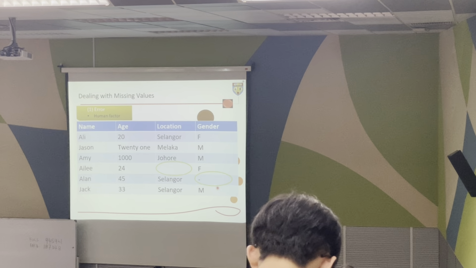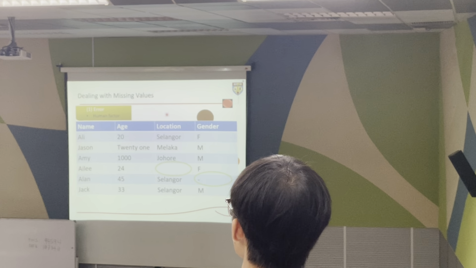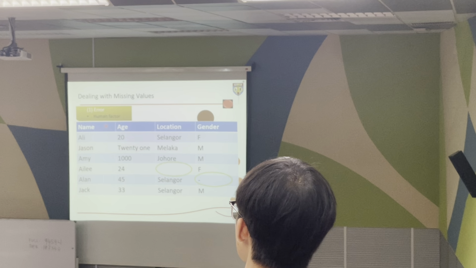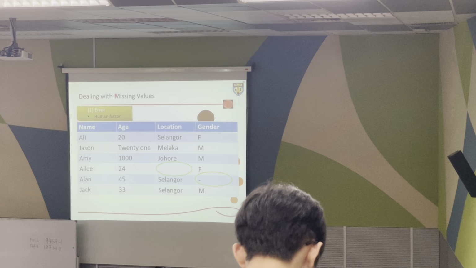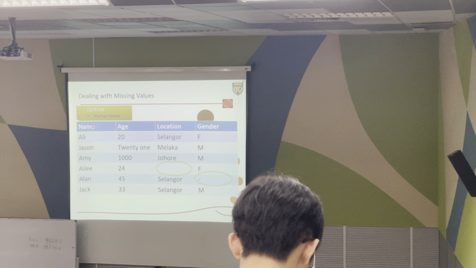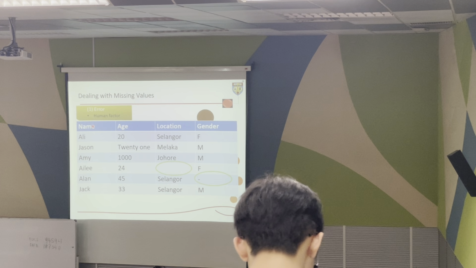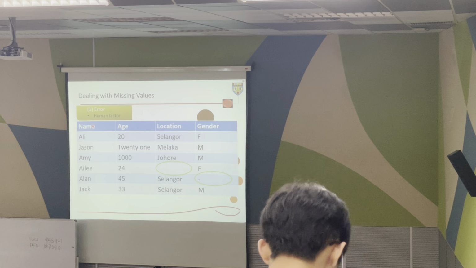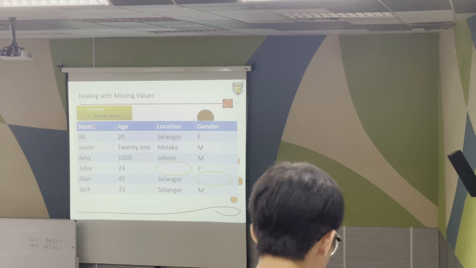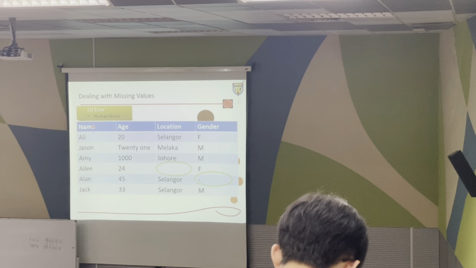There are 4 reasons why we might have missing values in our data set. For example, due to human error. Normally when we manually key in our data, we might skip a few rows, for example. This scenario will lead to an empty column.